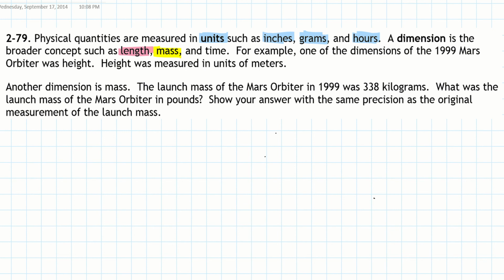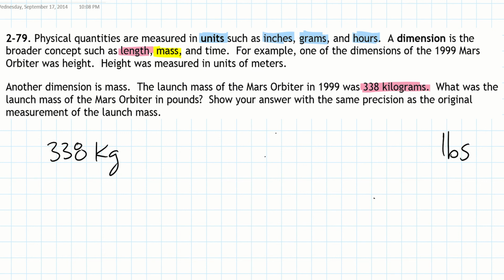Another dimension is mass, and it says the launch mass of the orbiter in 1999 was 338 kilograms. What was the launch mass of the Mars orbiter in pounds? Show your answer with the same precision as the original measurement of the launch mass. So if you notice this was measured to the nearest whole kilogram. So we're going to report our answer to the nearest whole pound. So I'm just going to go ahead and write down that we have 338 kilograms. I'll just abbreviate that kg. And I'm going to want to convert this into pounds, and I'll abbreviate that lbs.